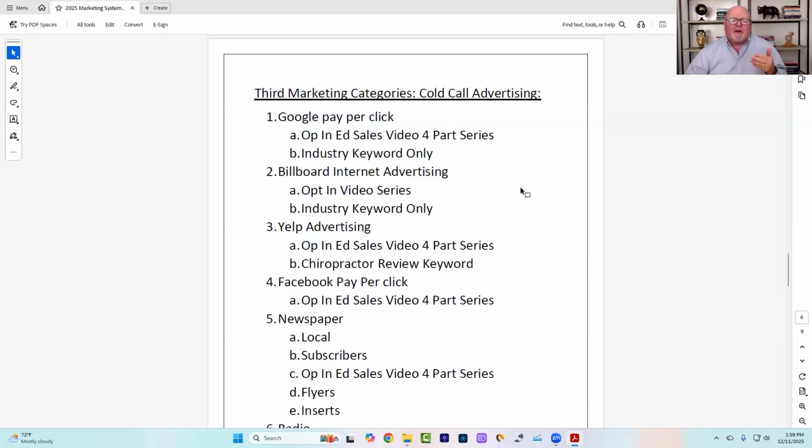But we definitely want to pay for Google pay-per-click for the industry keyword. And obviously, there's a lot to that. We're not getting into it right now, but when it comes to internet marketing, there's two things you definitely want to do when it comes to paying. Number one is you want to do that. You're essentially paying for a patient.